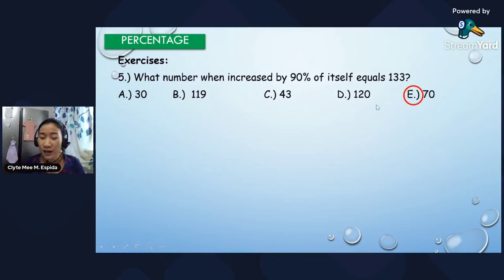So hindi po yung tinanong what is 90% of 133. That's why you answer B. So that is wrong. So the correct answer po is letter E. Congratulations sa mga sumagot ng letter E. So Sir Leonardo P. Ariola Jr. Okay, so we have letter E, tama letter E, and somebody answered number 70. So the answer is letter E. That is 70.